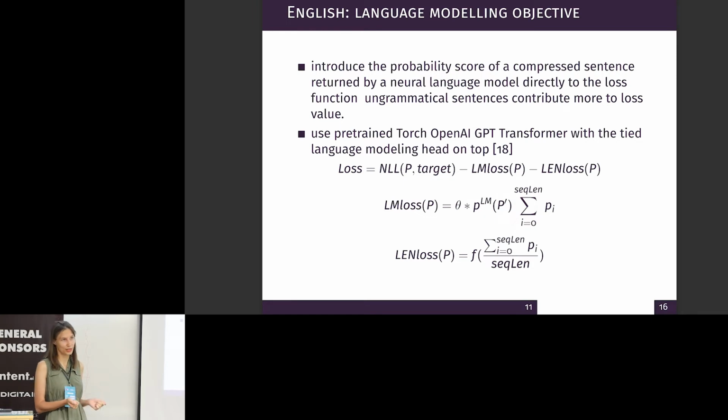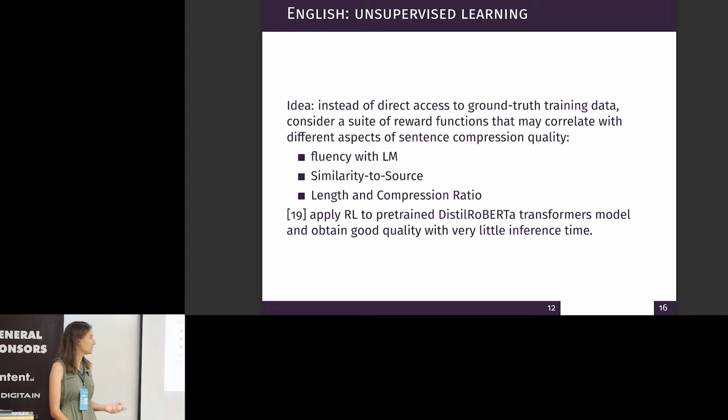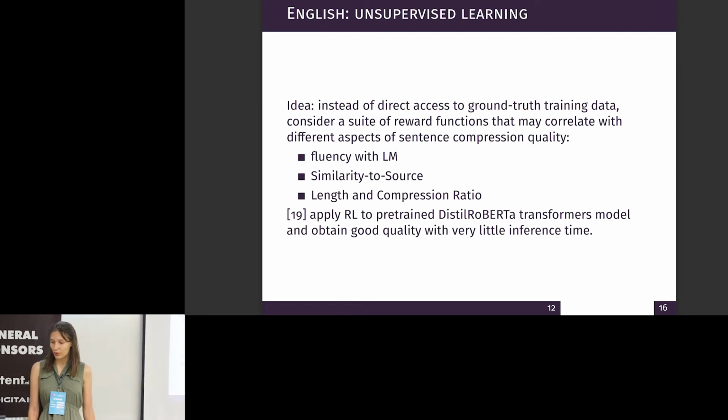But what if we don't have annotated data? Imagine that we are solving this task for Armenian or something, and then this part is not available. Can we do something without annotated data at all? And it turns out that yes, there are unsupervised approaches which have this idea that instead of direct access to ground truth training data, they create a set of reward functions that may correlate with different aspects of sentence compression quality.